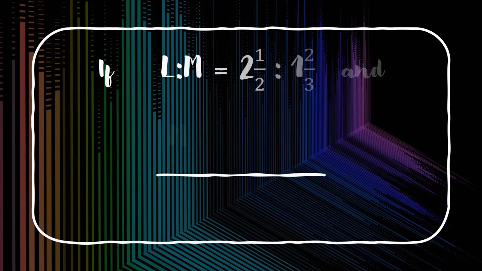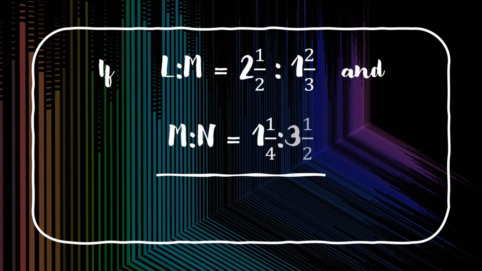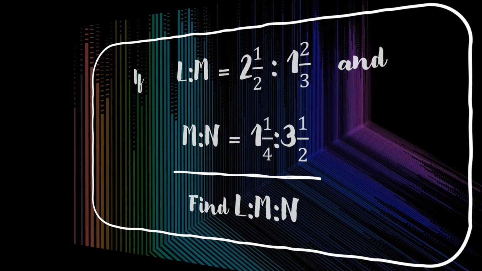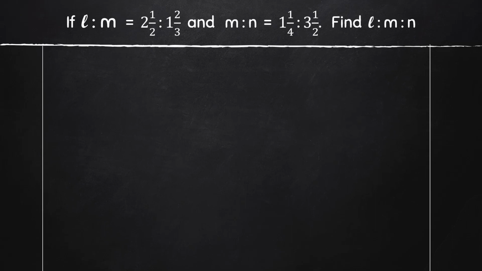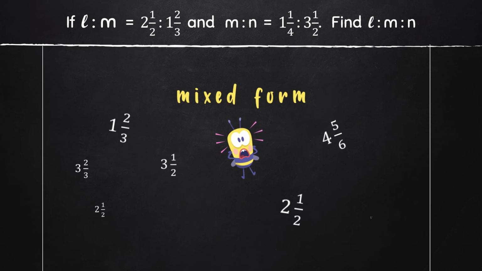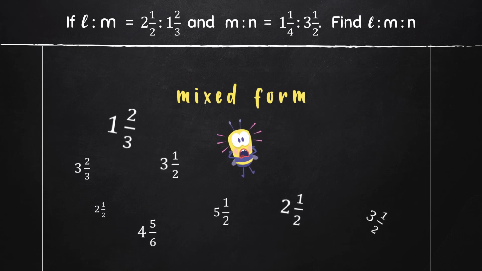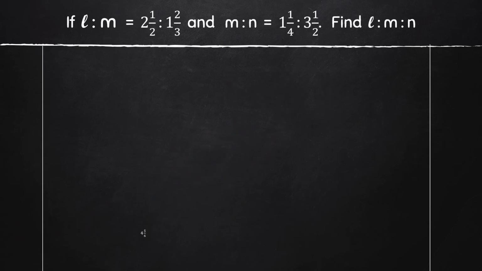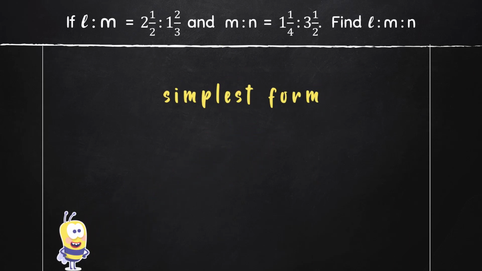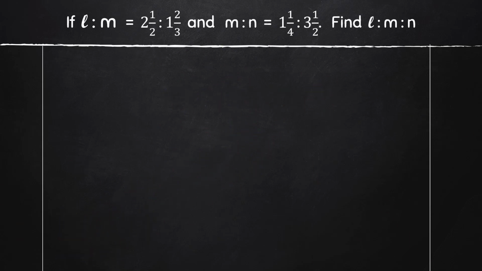If L is to M is equal to 2 1 by 2 is to 1 2 by 3 and M is to N is equal to 1 1 by 4 is to 3 1 by 2, find L is to M is to N. In this particular sum, the ratio is not given in the simplest form. It's in the mixed form. So we need to convert the ratio to its simplest form, and once that is done, the procedure is going to be the same. So first let's convert the given ratio to its simplest form.